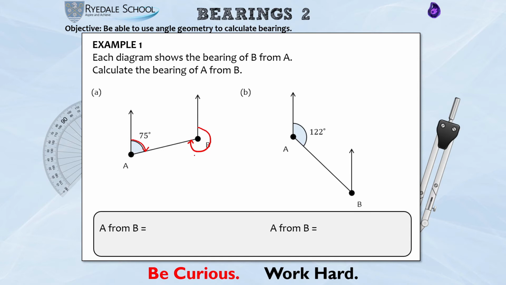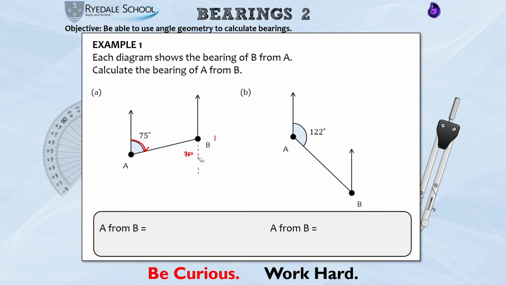So how do you think we could work that out? Let's look at a couple of different ways you could do it. One way is by extending this north line down. I already know that that is 180 degrees. And now by extending that north line, I've created an alternate angle, so this bit must be 75. So altogether, we've got an angle of 255 degrees. So that's one approach that you could use.